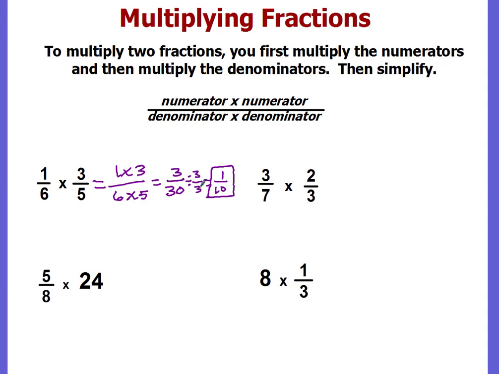So as you work your problems, I don't expect you to write this part here. I just did that to show you that we multiply the numerators together, 1 times 3, over multiply the denominators, 6 times 5. So I don't really expect you to write this part. You can if you want, if that helps you, but it's not necessary.